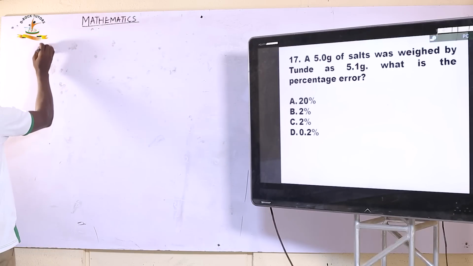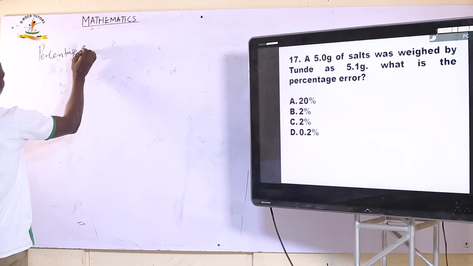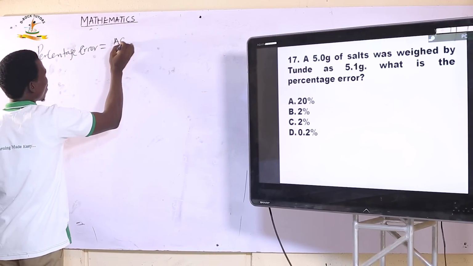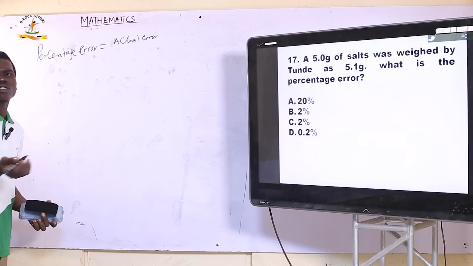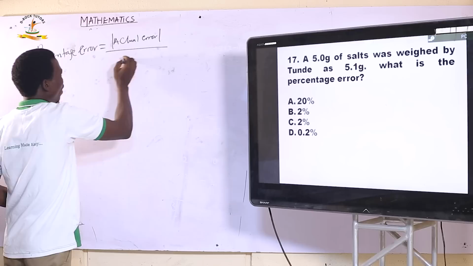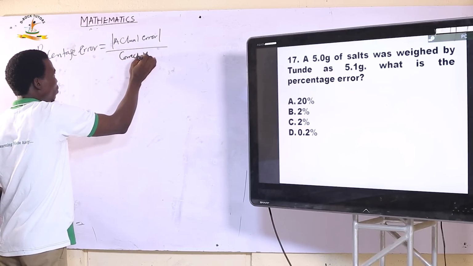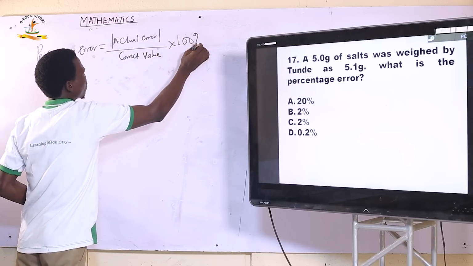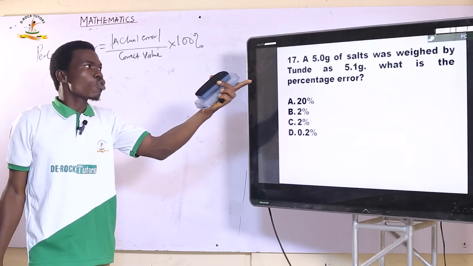You say percentage error is equals to actual error. However, in this actual error, I'm going to put some absolute value over the correct value times 100%. So the correct value is the one given to us, which is supposed to be what?